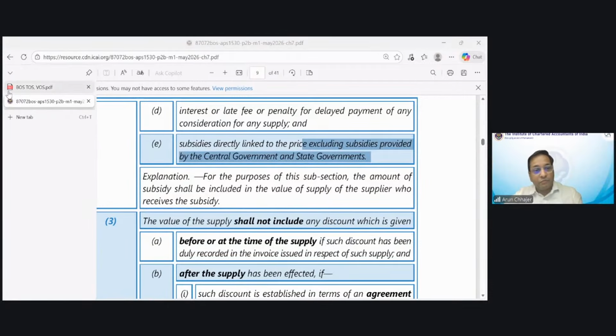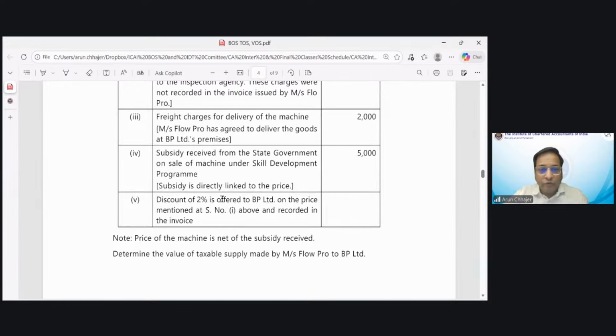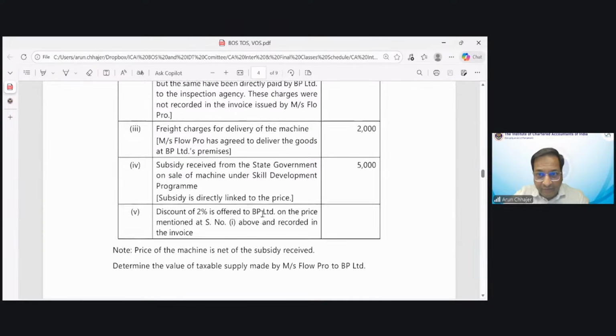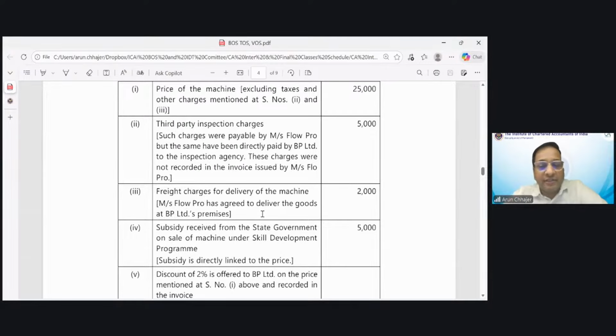ठीक है, आगे बढ़े. Discount of 2% is offered to BP on the price mentioned at serial number 1. क्या है serial number 1 में price? 25,000 and recorded in the invoice. क्या मतलब हुआ इसका? Shall we add, shall we subtract, or not do anything? Very nice, Pasala, Navneet and Mahalakshmi. Value क्या आएगा? What would be the value?